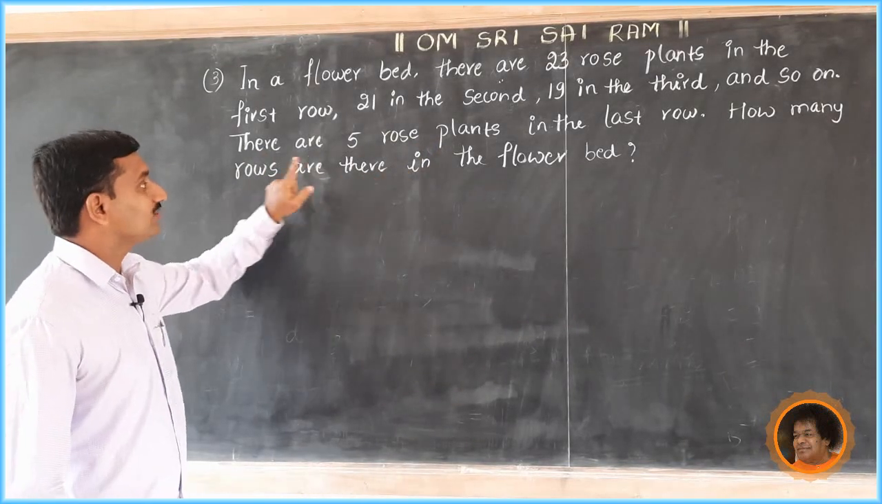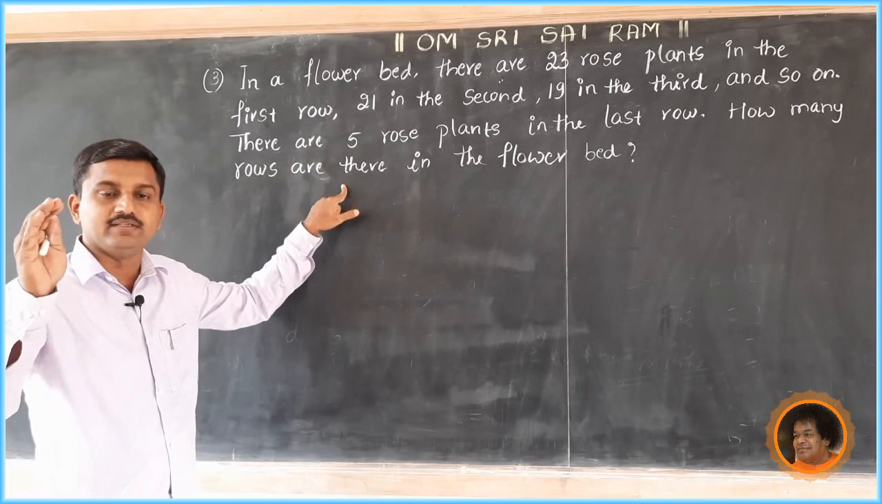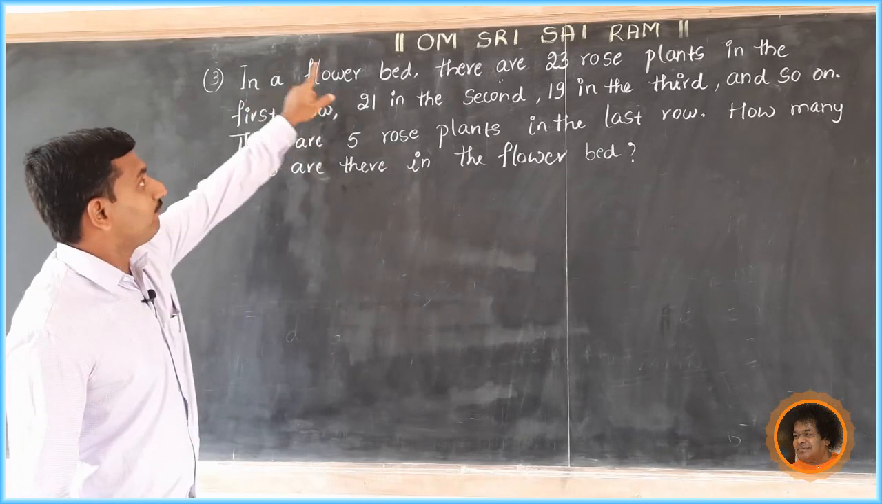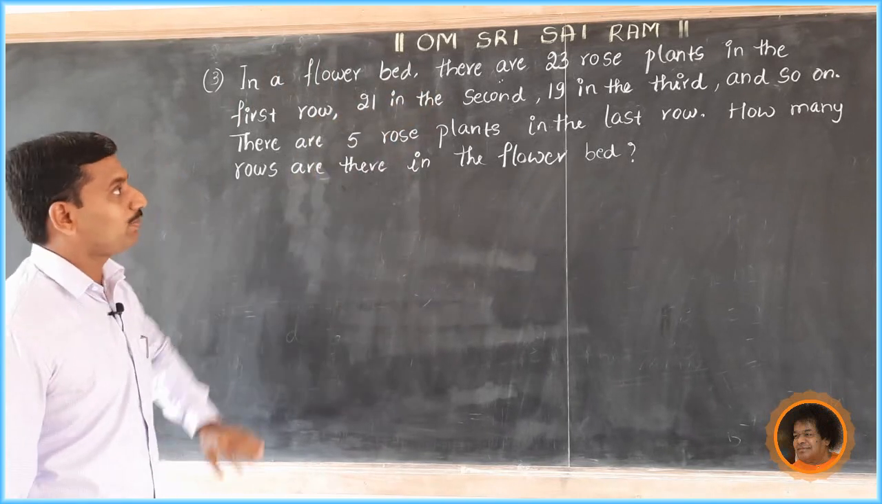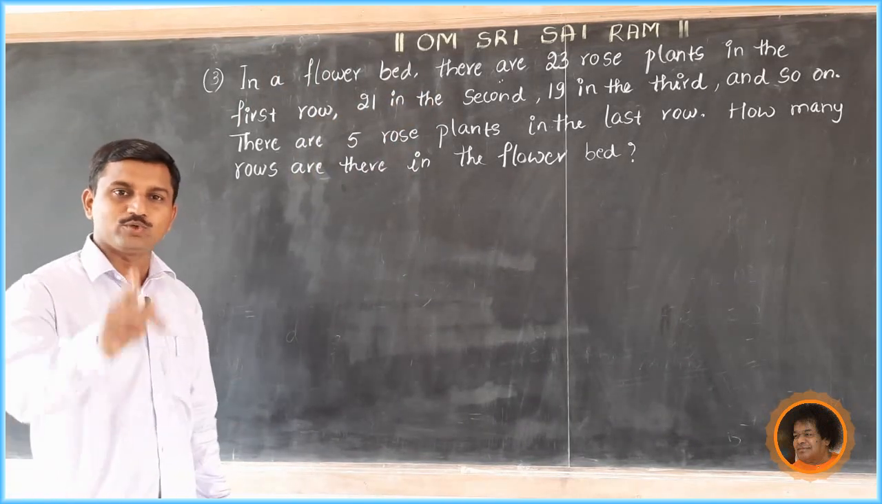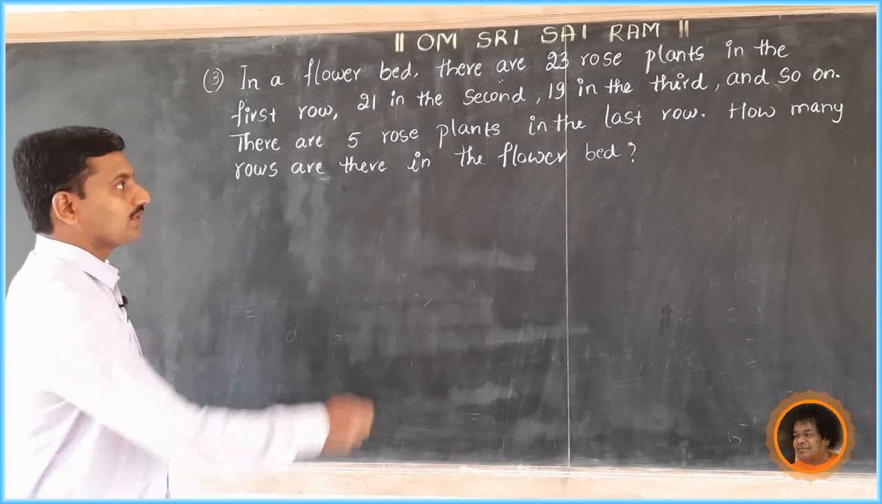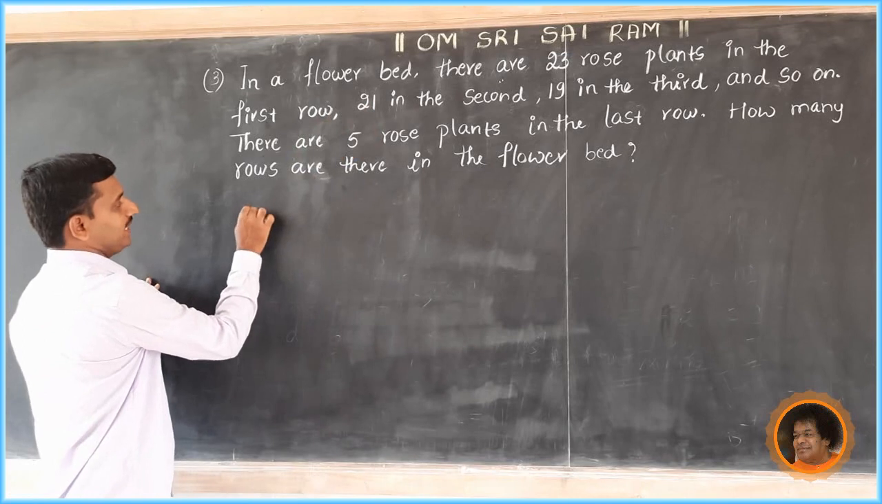How many rows are there in the flower bed? How many number of terms, or n? In a flower bed, there are 23 rose plants in the first row. First, you write the list of numbers. So in the first row, 23.